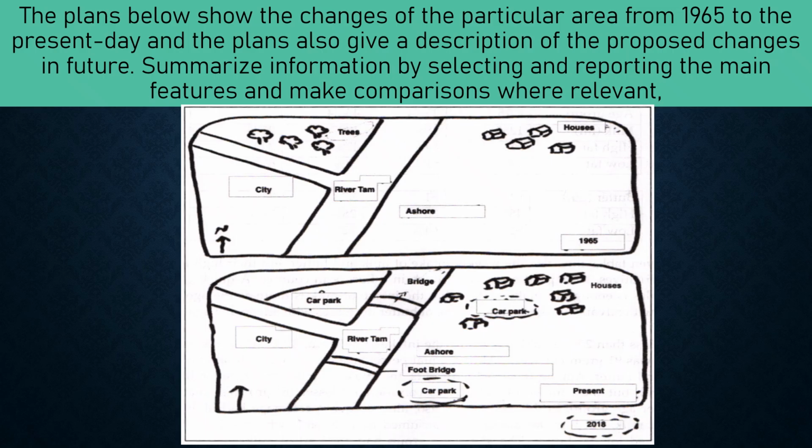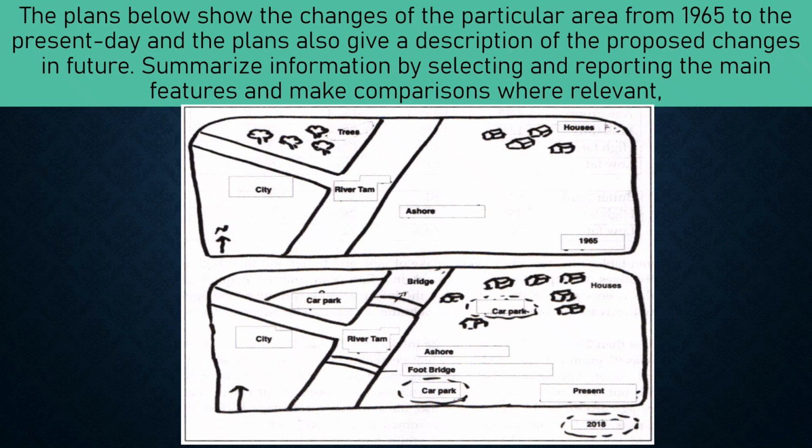Now in this third paragraph, we will compare the modern plan with the previous one. Let's proceed. Now a car park has replaced the trees on the northeast, and the number of houses has increased on the northeast. One bridge has been made on the river towards the north of the tributary, and one footbridge has been made towards the south of the tributary.